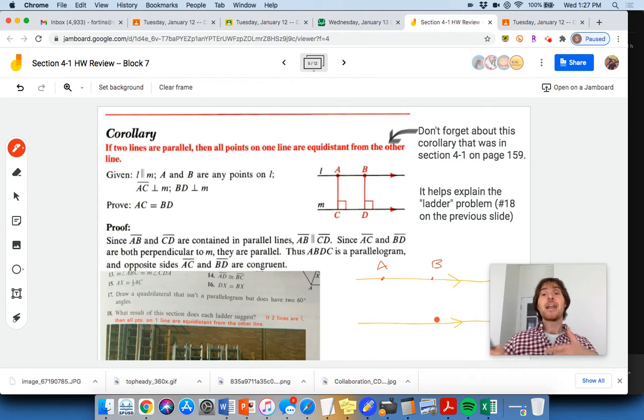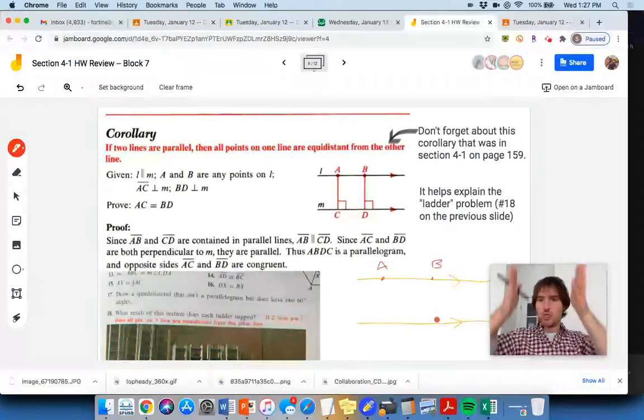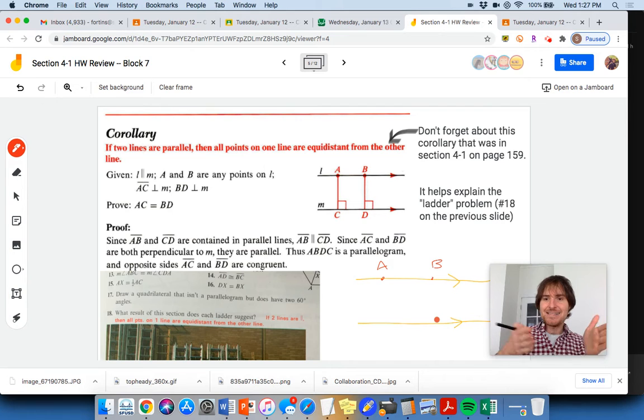Okay, the other parallel line. And you might be thinking, that's pretty obvious. I got two parallel lines, they're going to be the same distance away from one another. And you might be thinking that, and that's great. But the idea is, have you proved that yet? Did we prove that until this section?